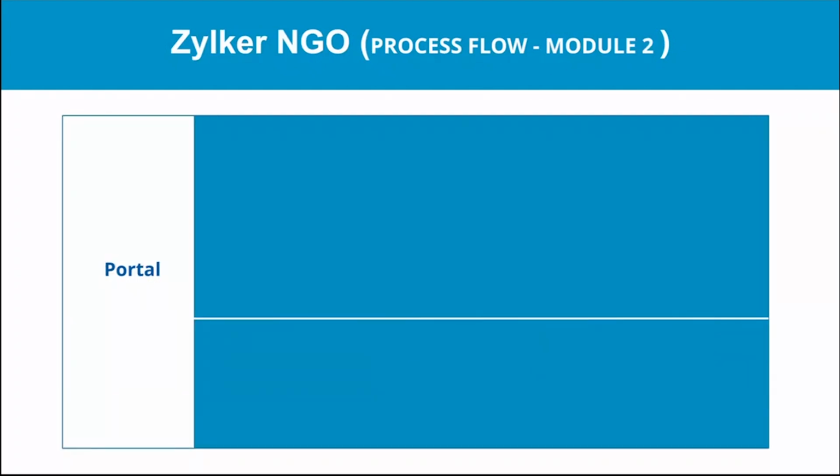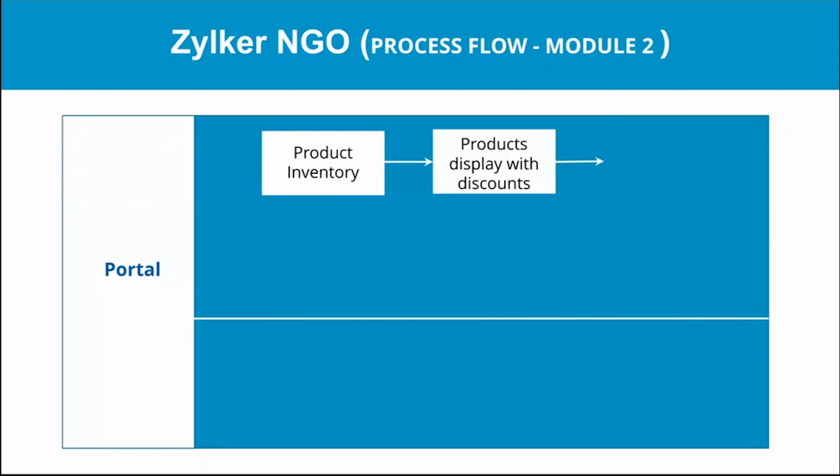And next thing is going to be module 2. So after giving the portal access, how am I going to engage my farmers? Inside my portal access, the first thing I'm going to do is manage an inventory, where I'll get the products from my suppliers at a wholesale price, and I'll store them under my inventory, and I'll manage the inventory in a single application. After managing my inventory, I'll display the products along with the discounts to the farmers in their portal.